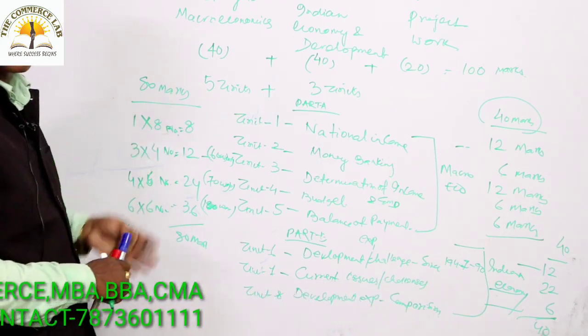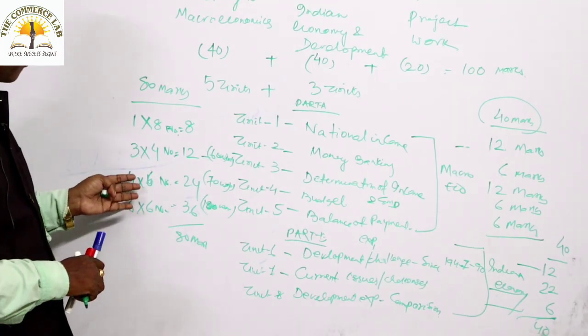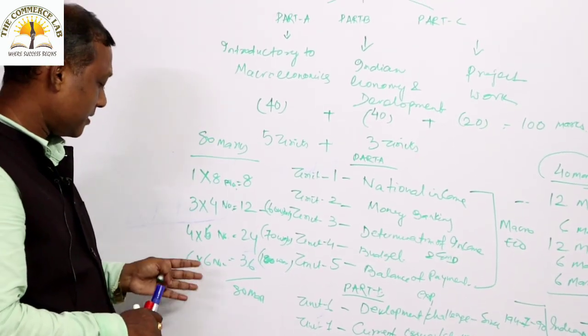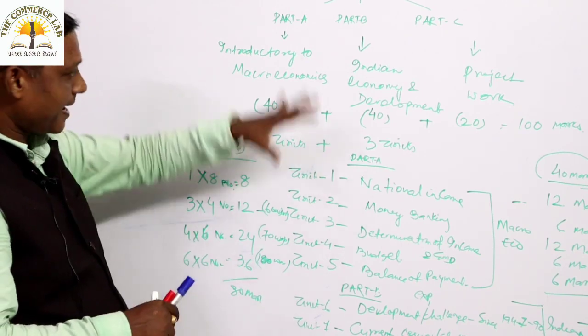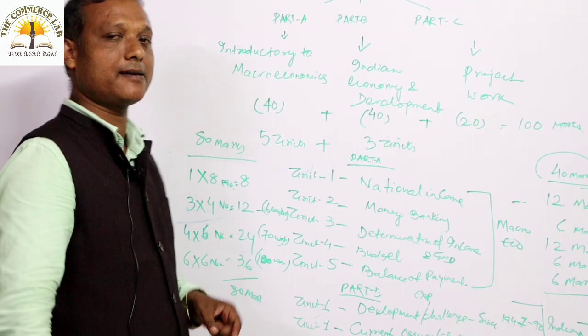1 mark questions, 8 questions; 3 mark questions, 4 questions; 4 mark questions, 6 questions; 6 mark questions, 4 questions; again 6 mark questions, 6 questions. I have given the word limit also. So this is the entire presentation of your syllabus, chapters, units and course contents.